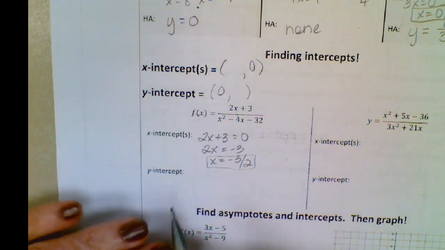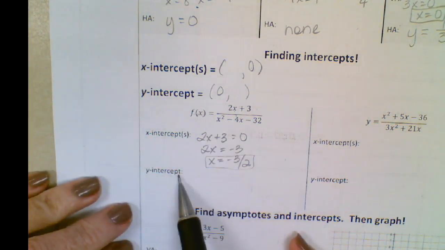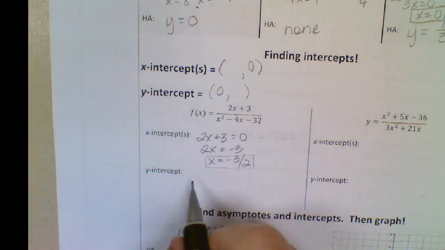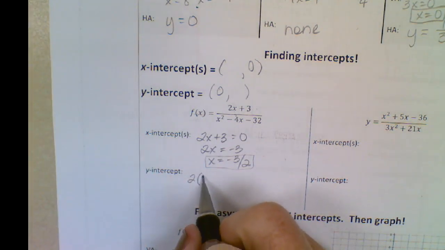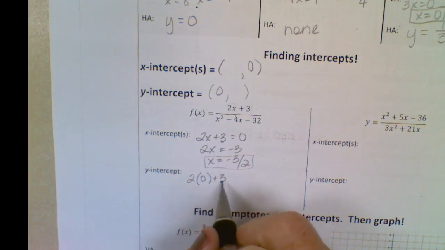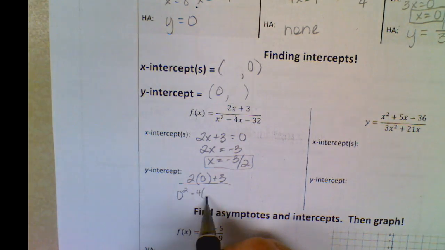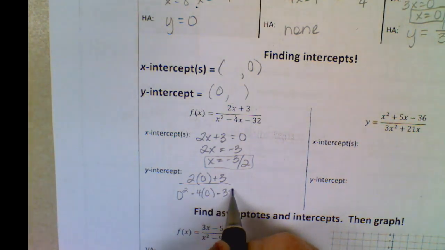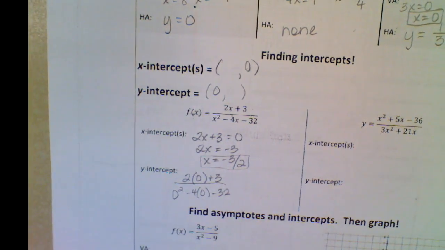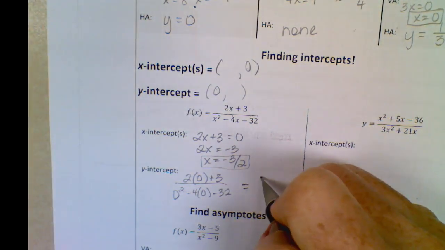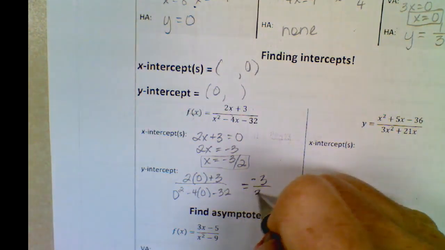My y-intercept is going to be where my x value equals 0. Y-intercepts are kind of easy because we can take our whole equation, and anywhere that there's an x, we're just going to plug in 0 and then solve. So we get 0 squared minus 4 times 0 minus 32. Well, all of this just equals 0. So my y-intercept is going to be at negative 3/32.